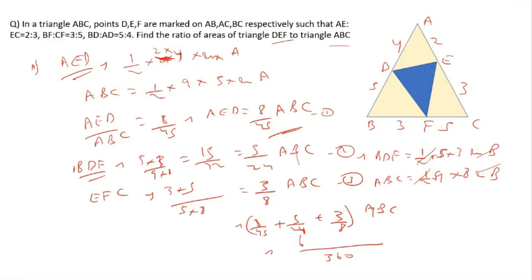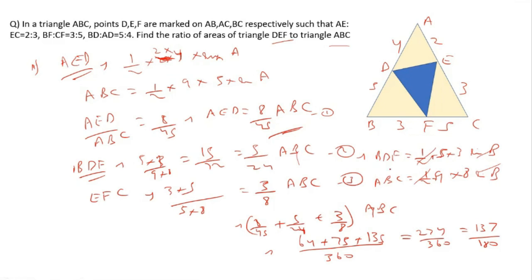45 is 8, so 8 into 8 is 64, plus 360, 24 is 15, 75. 360 by 8 is 45, so 135. So this gives me 135 and 75 is 210 and 64 is 274 by 360, or 137 by 180, is basically the area of the remaining triangle. And this is a simple fraction arithmetic, so no need to worry.